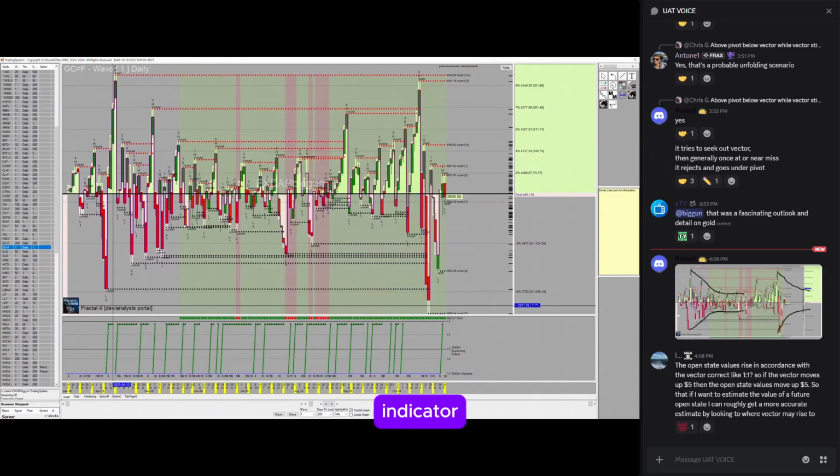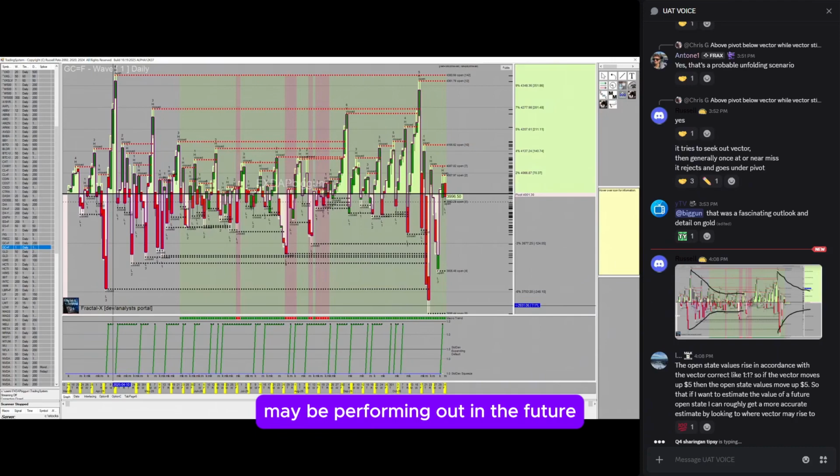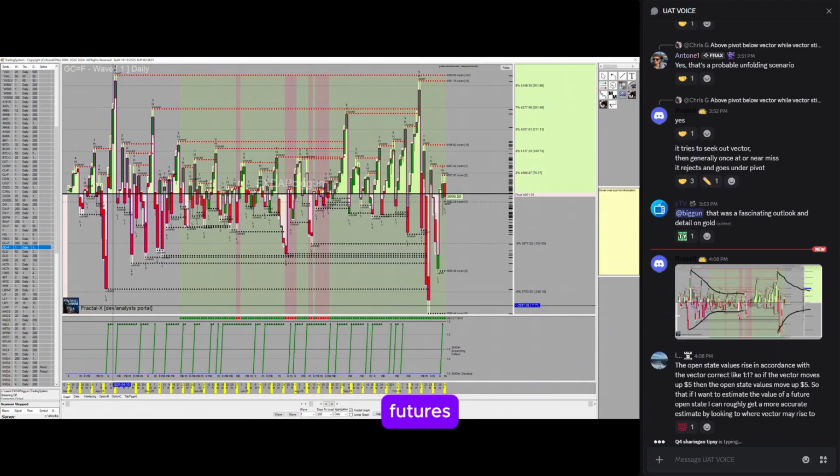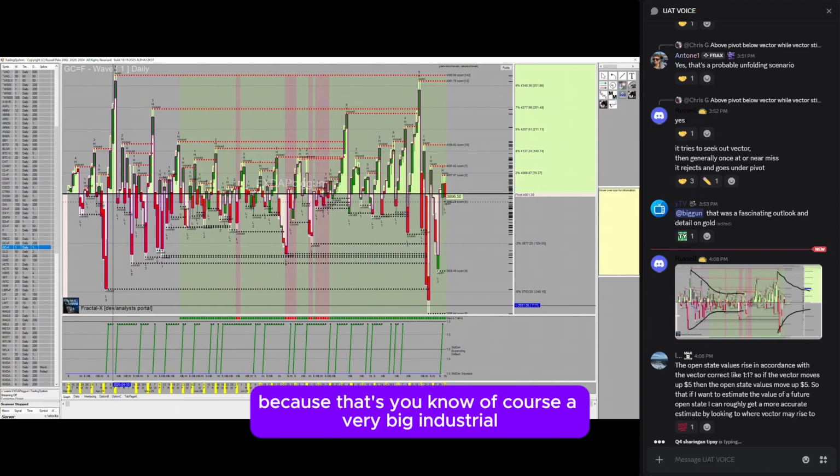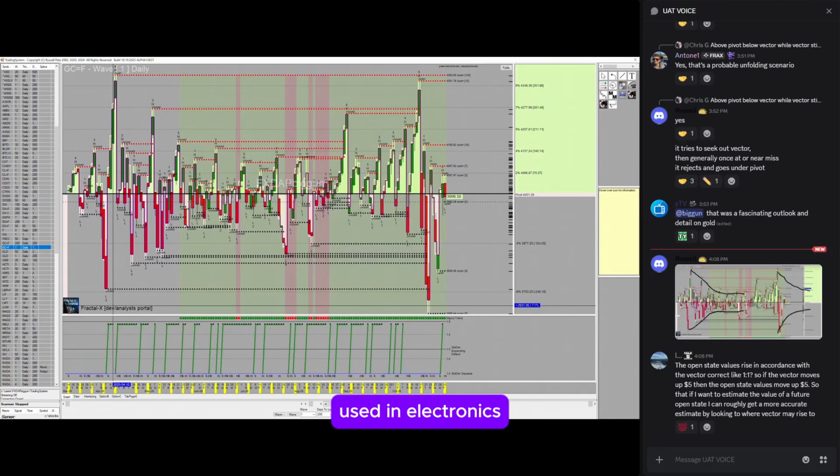Copper is a leading indicator. So if we want to know how the economy may be performing in the future, look to copper futures and see if they're holding strength or not. Because that's a very big industrial metal used in electronics, washers, dryers, TVs, cars. And so right now it looks like we probably have a little bit of volatility in front of us based on this cone.